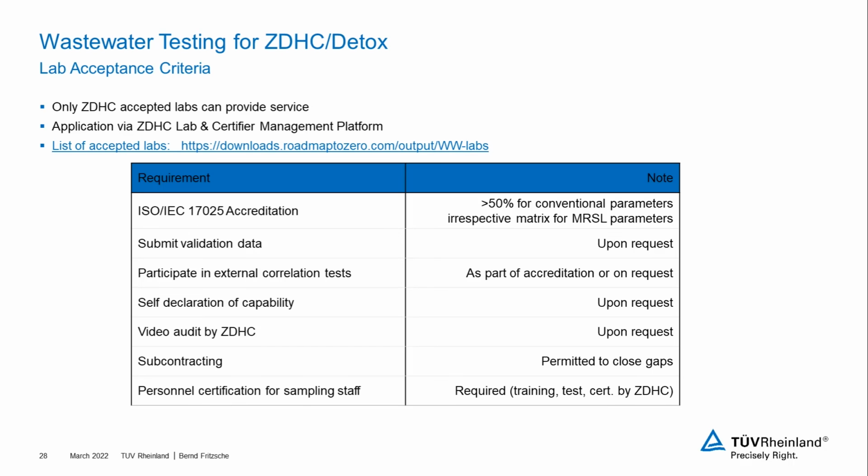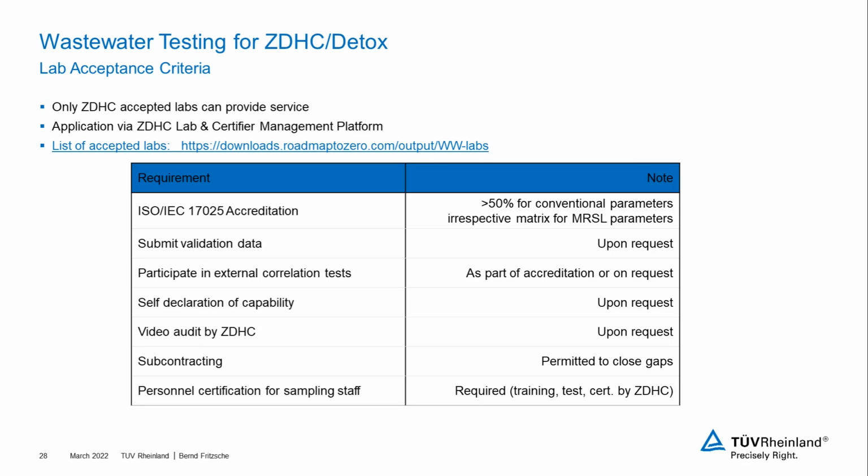Another part in the ZDHC framework is the lab acceptance. Only laboratories accepted by ZDHC and formally published on their website are permitted to perform testing for the Wastewater Guideline. Some of the criteria are listed here in the table below, and you can see that not everything has to be accredited, but in other cases we can also provide validation data, for example, as well as additional documentation.